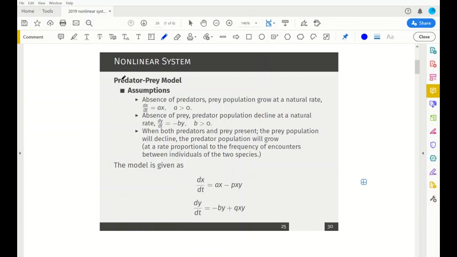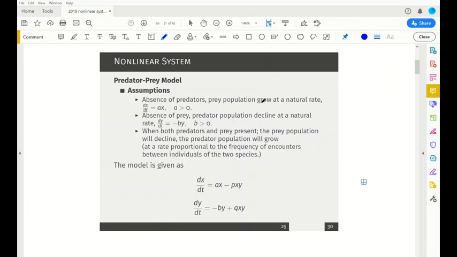Okay, so here is one example for the nonlinear system. The problem is the predator-prey problem. Here, let's say we have two species in one place. One is the predator and another one is the prey. So here are the assumptions for this problem.